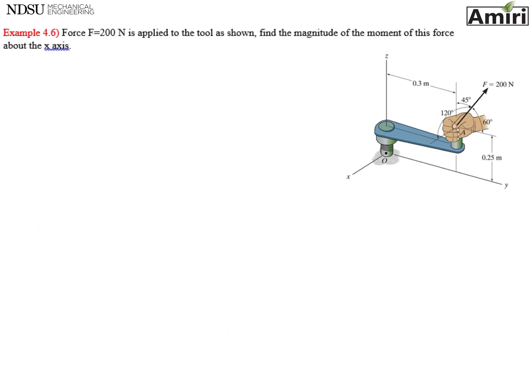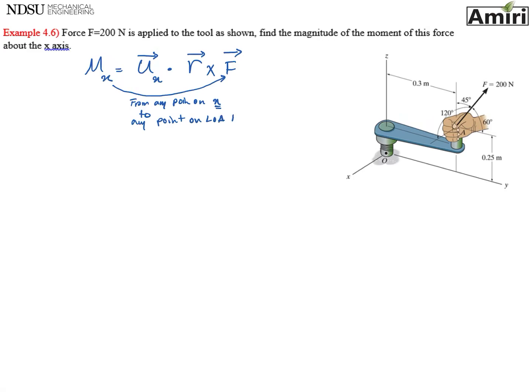All right. So again, I'm going to write this here for myself, moment about axis x, it's a scalar. It's going to be unit vector of x dot product r cross F. The r, I said, is from anywhere on the axis to the line of action, from any point on the axis to any point on the line of action of F.